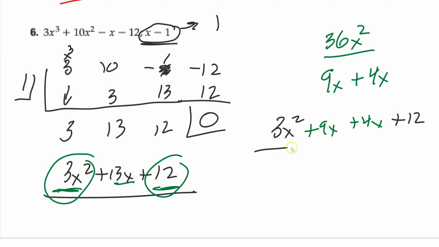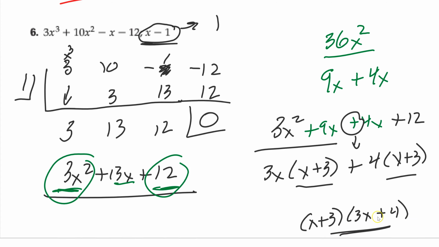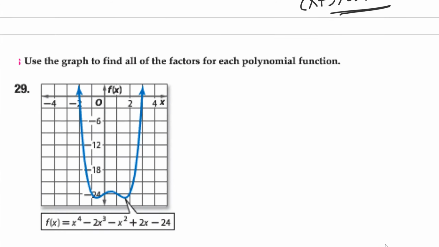And then you just factor by grouping. These have a 3x in common. x plus 3. Always bring down the middle sign. These have a 4 in common. x plus 3. These match. x plus 3, 3x plus 4. There we go. So next, let's talk about what that means on the graph.